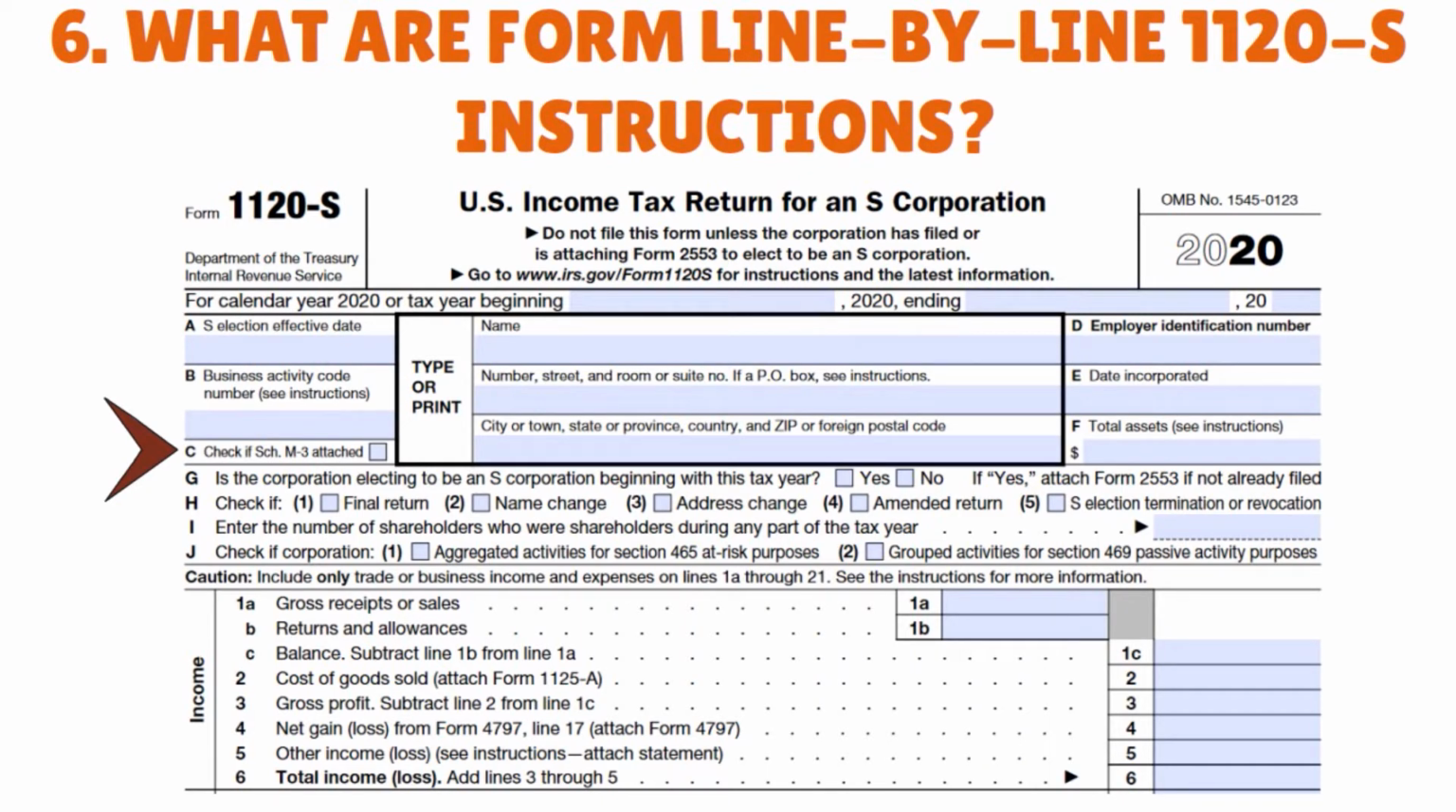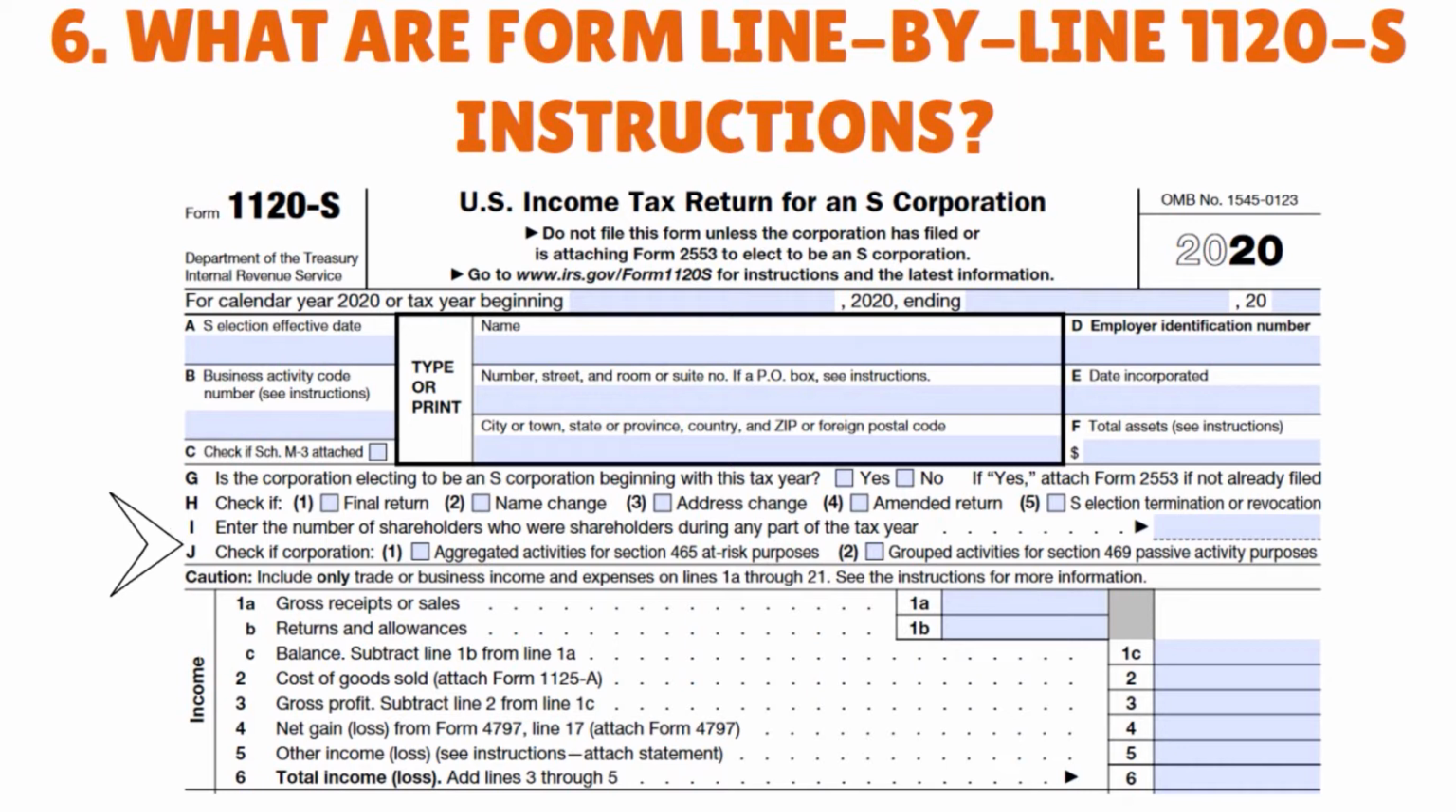And one thing I want to say here is that G, you have to actually answer the question: is the corporation electing to be an S corporation beginning with this tax year? And in item H, you need to check if this is the final return, if there's a name change, an address change, an amended return, an S election termination or revocation. And I, you need to enter the number of shareholders who were shareholders during any part of the year.